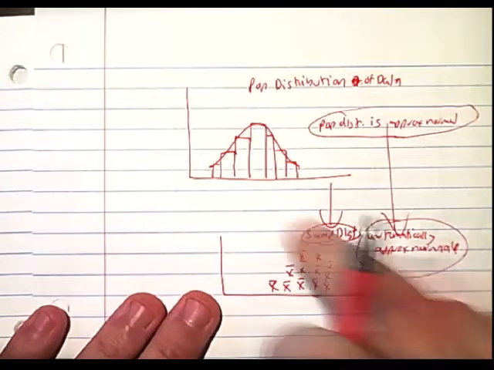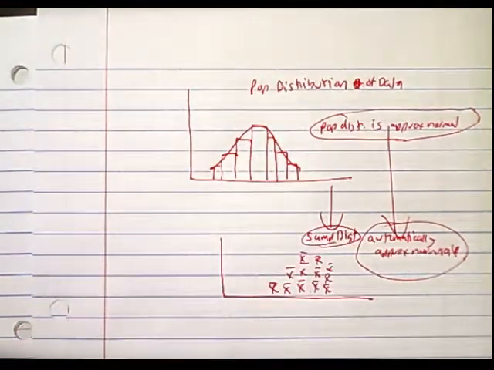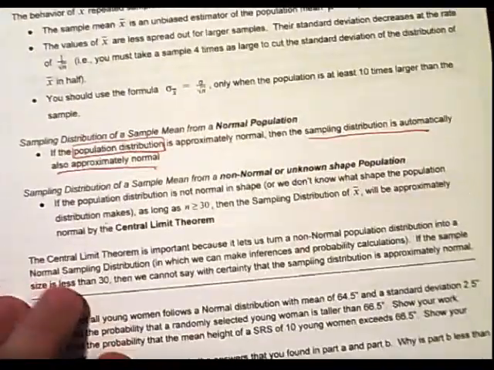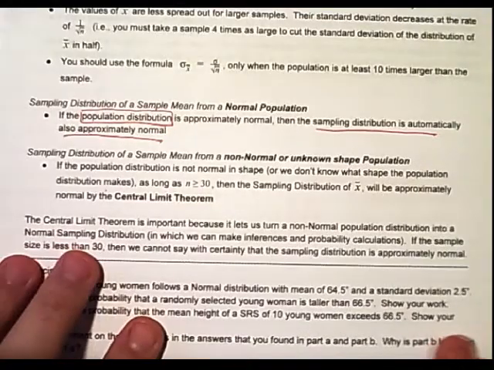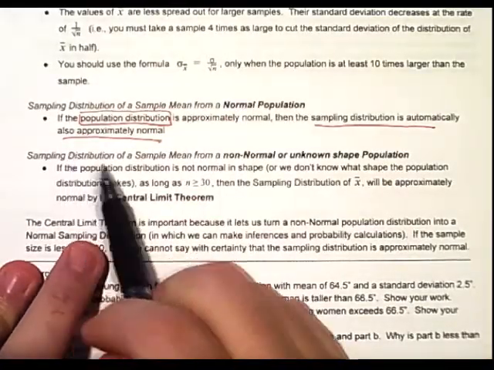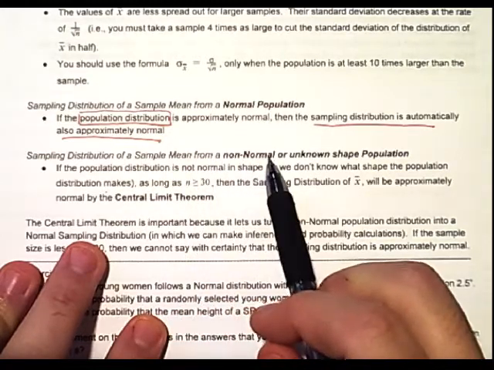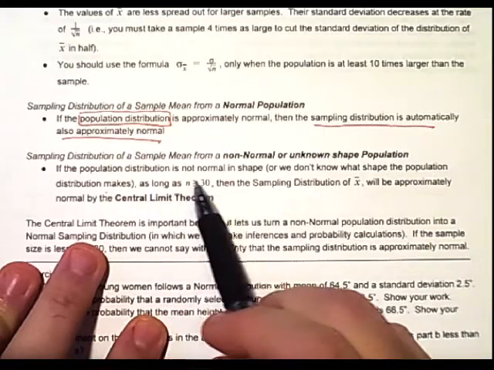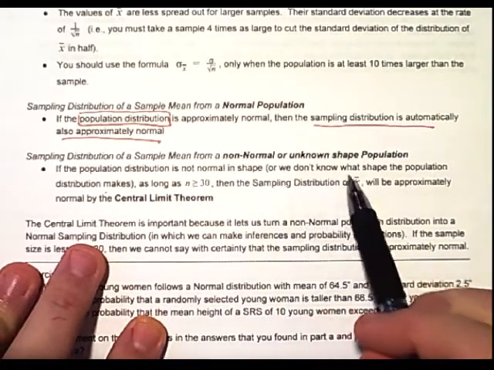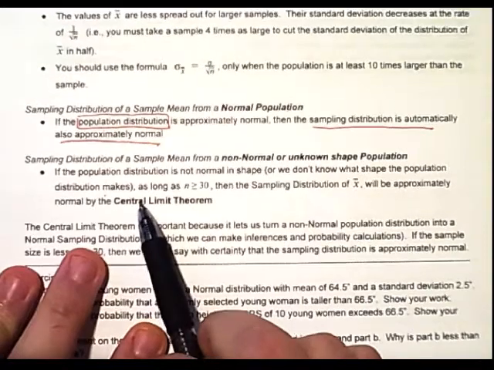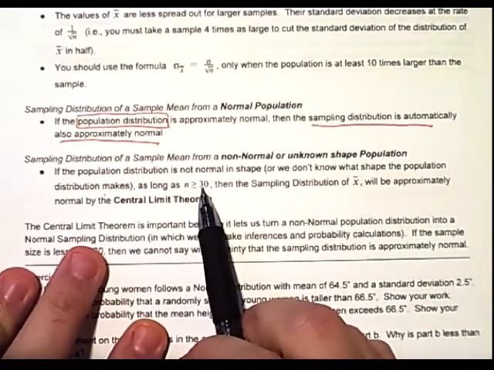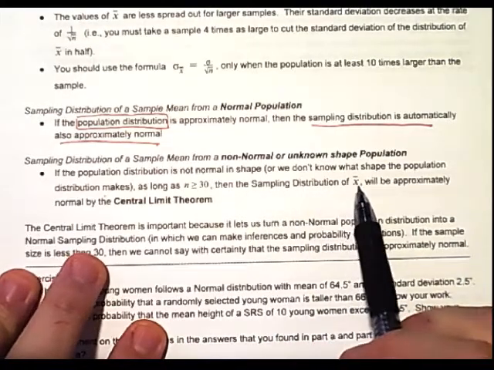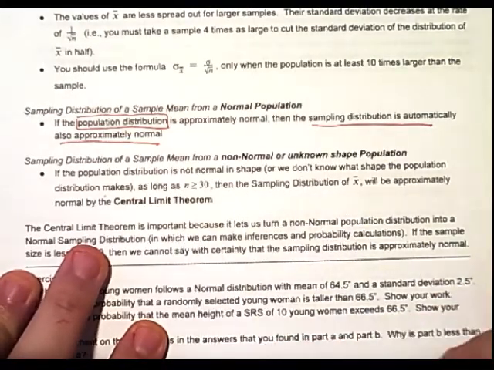Now, what about if we don't know about the population? So that's the next bullet. It says the sampling distribution of a sample mean from a non-normal or an unknown shape population. If the population distribution is not normal in shape, or we don't know what shape it makes, as long as the sample size is greater than or equal to 30, then the sampling distribution of x bar will be approximately normal by the central limit theorem.